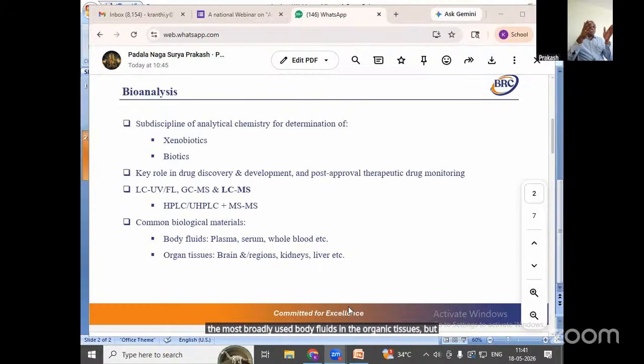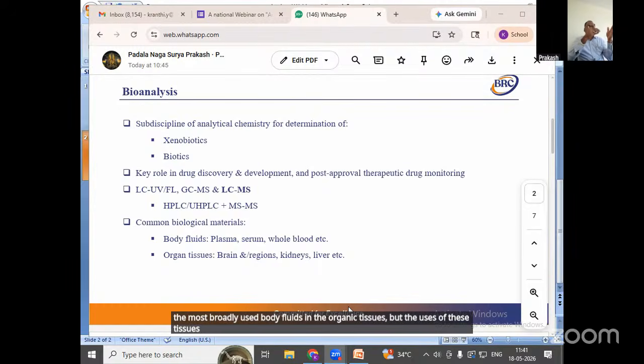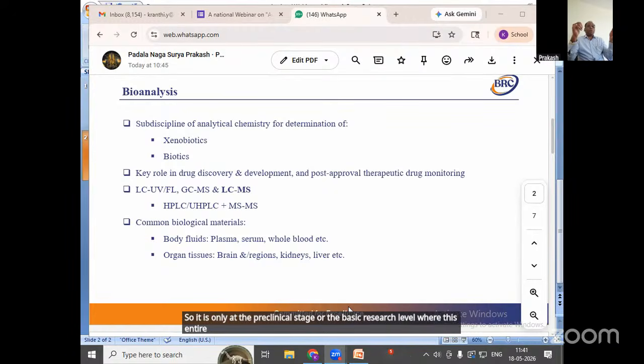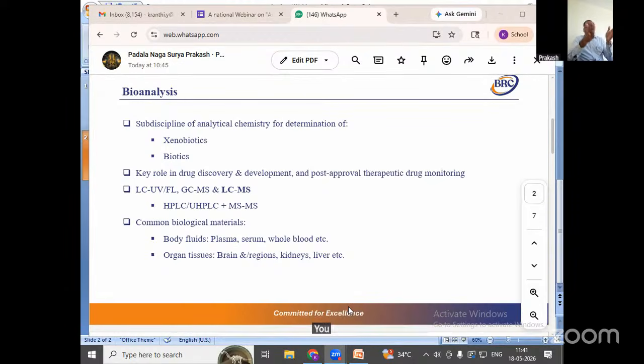But the use of these tissues varies at different stages of the development of the molecule. It is only at the preclinical stage or the basic research level where this entire broad array of body fluids and organ tissues are used. But when the molecule moves from preclinical to clinical, it is hardly 2 or 3 biological materials which would be required to measure the molecule of interest.